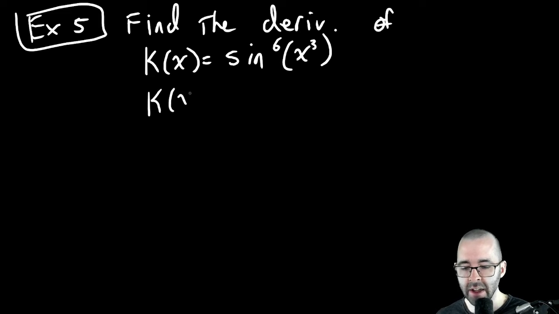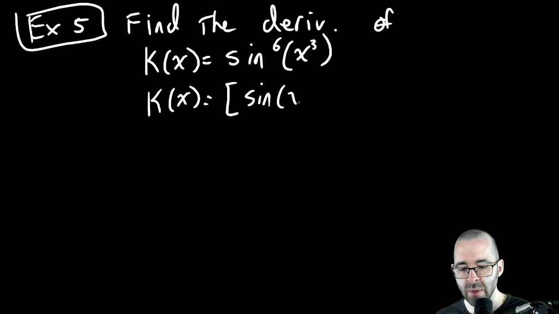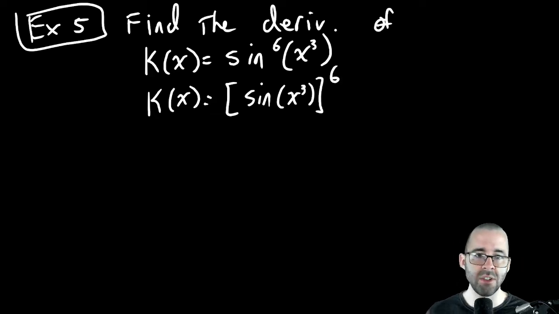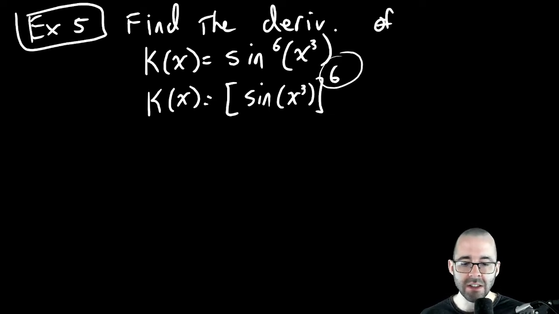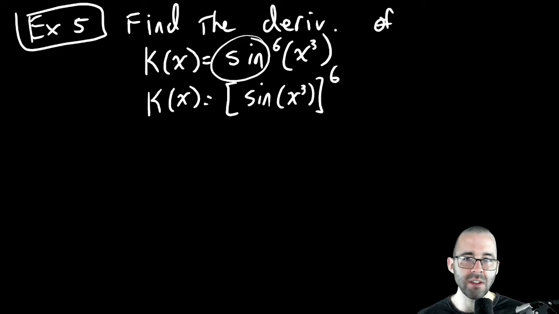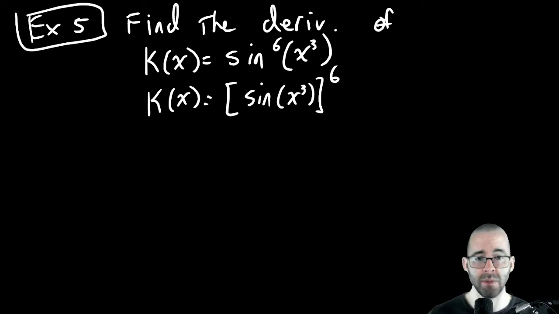I would recommend starting again. This is an abbreviation. We have sine of x cubed to the 6th. It's usually a good idea to write it without that shorthand. That top version is just the shorthand, but this bottom version makes it easier to see what's actually going on, because this exponent is actually our outside function, whereas it looks like it's sine here. So the shorthand is a little misleading on these problems with trig.